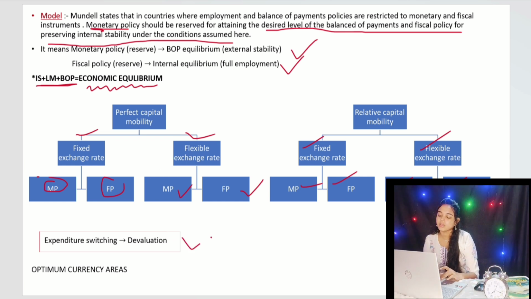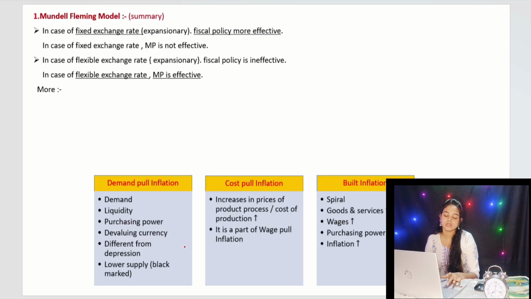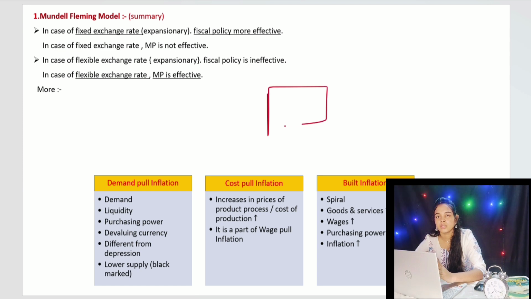Expenditure switching, that is, devaluation. Mundell framing model is one of Mundell's theories, and another one is optimum currency area. So Mundell identified a condition for a single currency to be effective across multiple regions, like the dollar, right? So Mundell framing model framework is one, and another is optimum currency area. Fine.